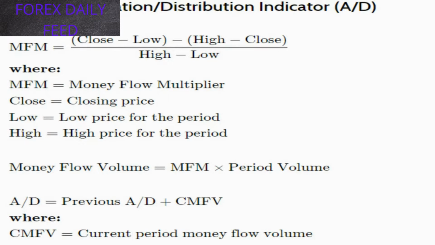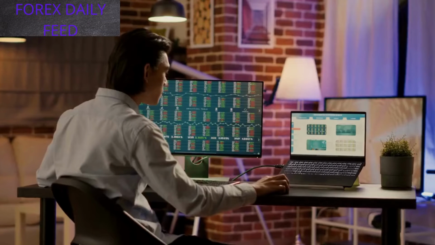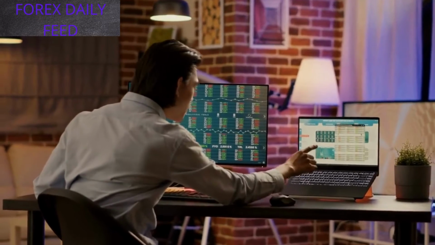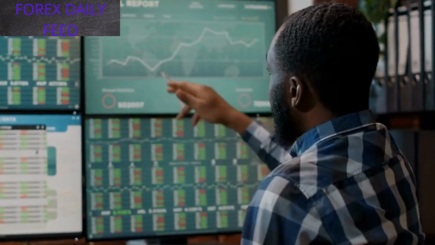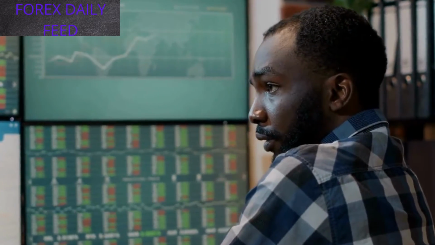ADL can be calculated in 3 steps. First, calculate the money flow multiplier. Second, the money flow multiplier is multiplied by volume, and we get the money flow volume. To get the Accumulation Distribution Line, ADL, we add these volumes together. The money flow multiplier fluctuates between +1 and -1. Thus, it holds the key to the money flow volume and accumulation distribution line.